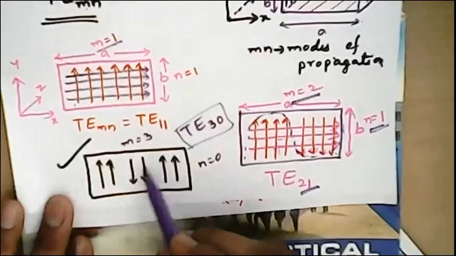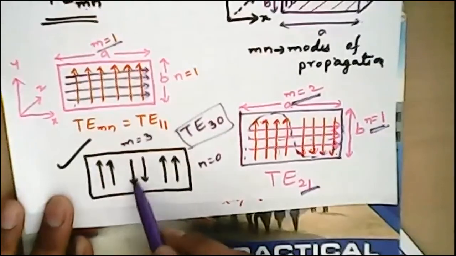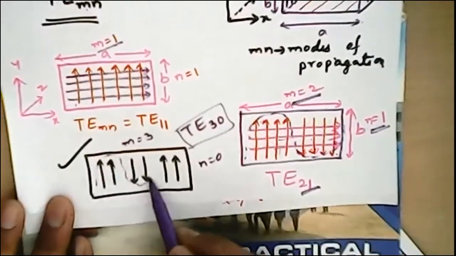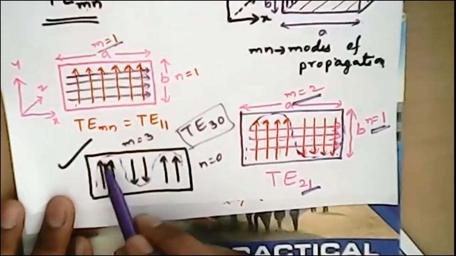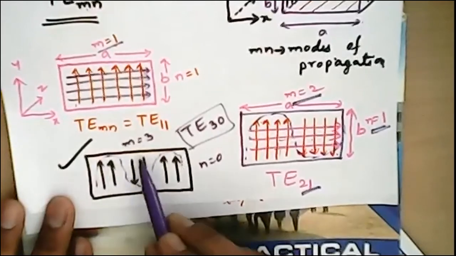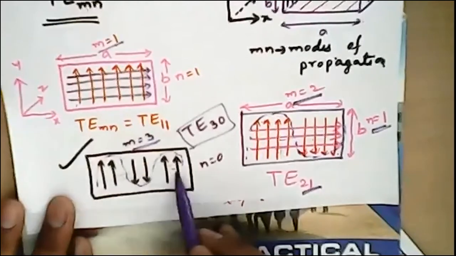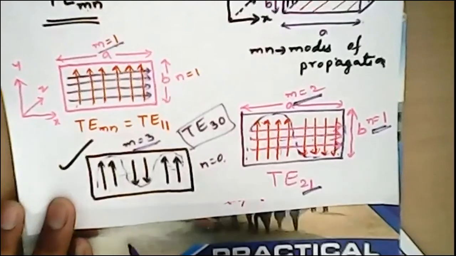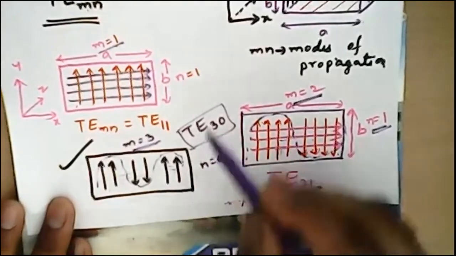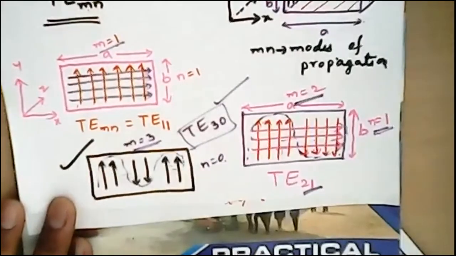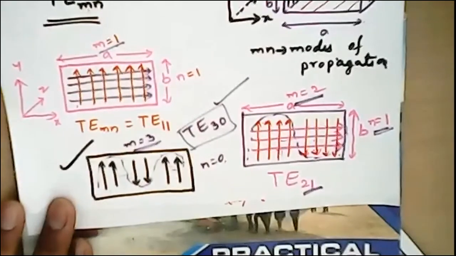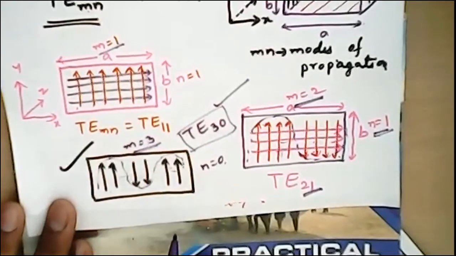But in this case, the wave is propagating in 3 different directions. Hence, m will be equal to 3. But we do not have any wave propagating in this particular direction, so n will be equal to 0. So this mode is considered to be the TE30 mode. Is that clear, Andy?